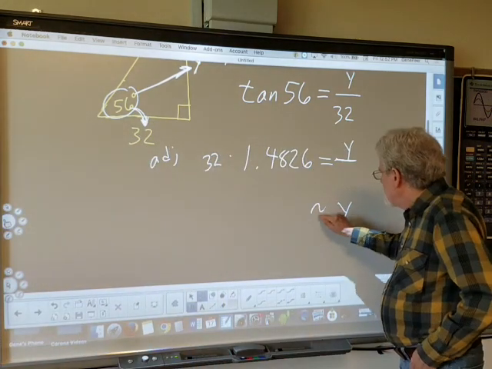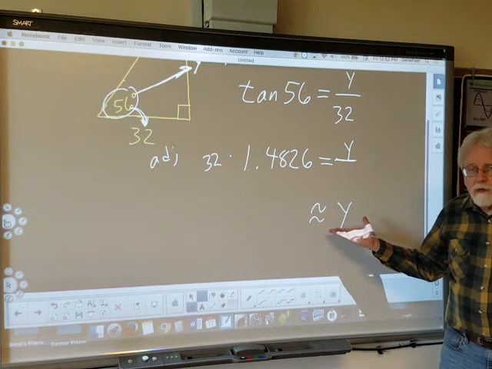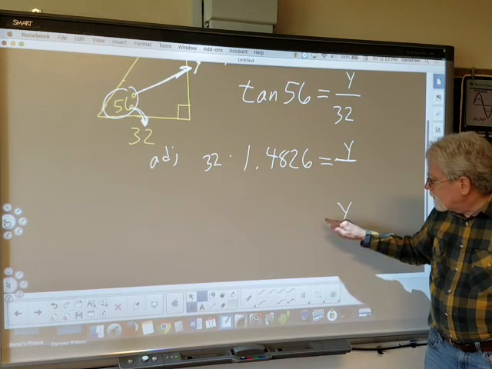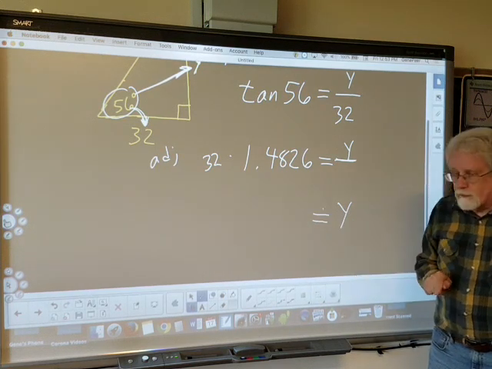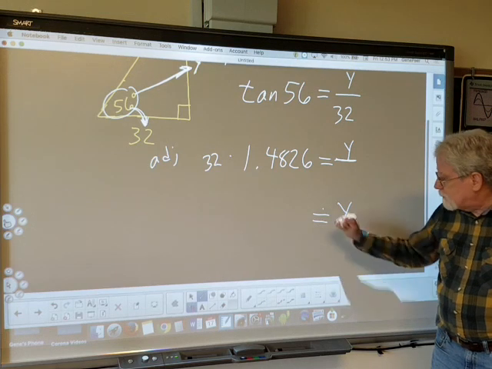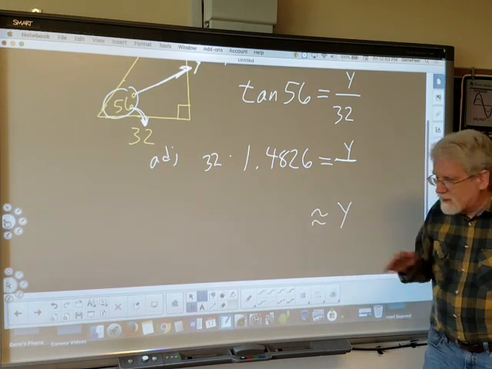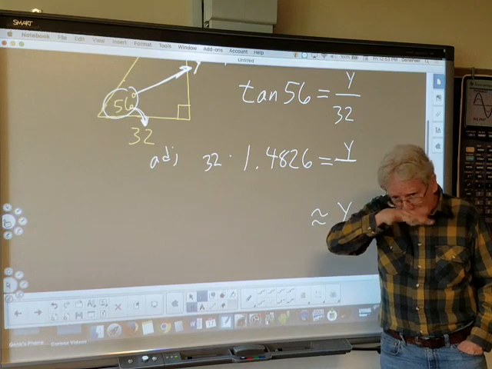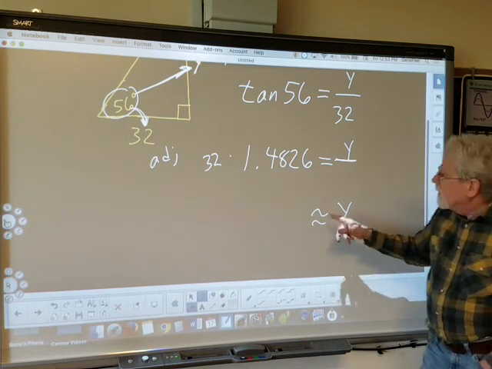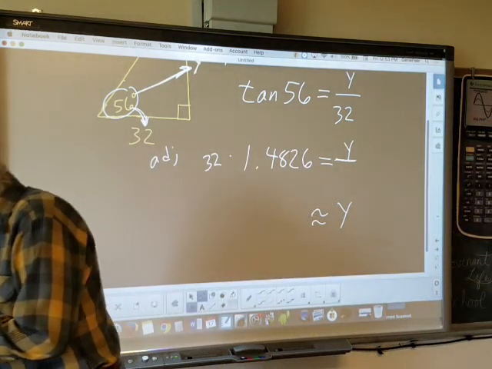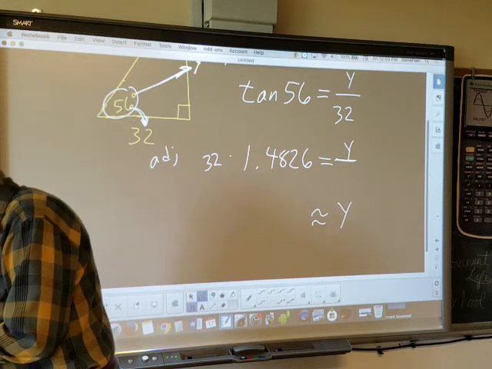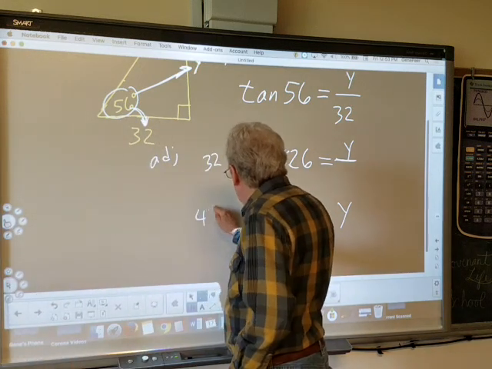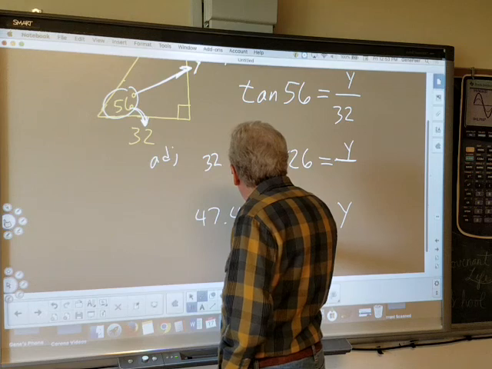Oh, this wiggly equal sign, by the way, means approximately equal to. I've also seen it done in some books with a dot over the equal sign. That also means approximately equal to. I like the wavy equal sign because, you know, it's approximately equal to, approximately. It's about equal to 47.4432.